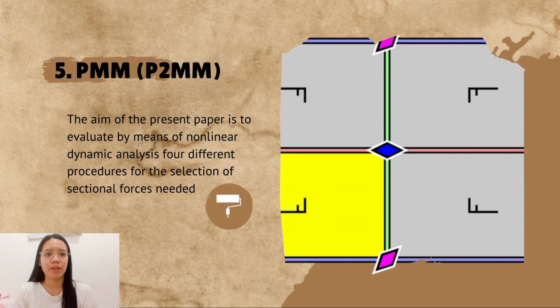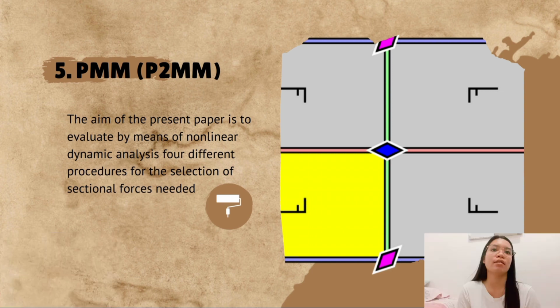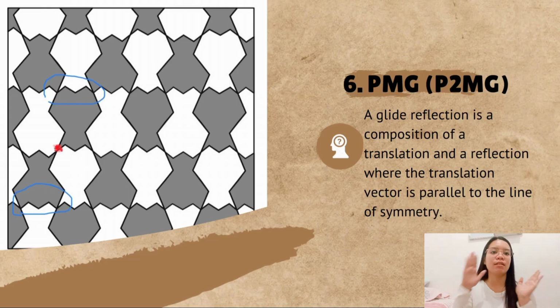Number 5 is PMM, or it could be called P2MM. The aim of the present paper is to evaluate, by means of nonlinear dynamic analysis, different procedures for the selection of sectional forces needed. As you can see, earlier we had this example, but right now it's a straight line.